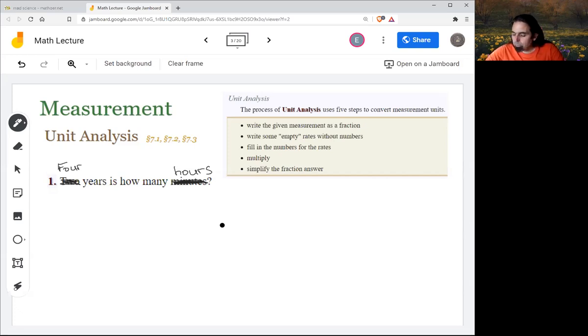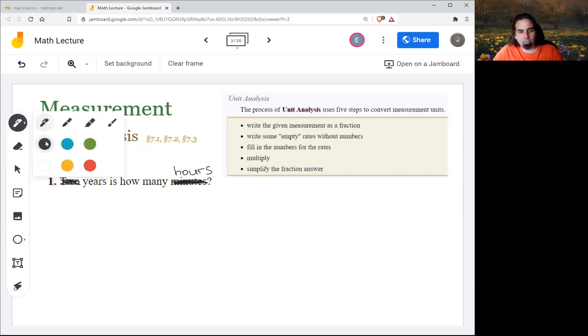But what about when the problem has more than one conversion step? We know how to go from years to months. We know how to go from months to days. We know how to go from years to days. We know how to go from days to hours. But we don't know how to go from years to hours directly. So this is the unit analysis process that helps us do that. And it's a little long, but it's long on purpose because then we don't have to make any decisions. And if we don't have to make any choices, then we can't make the wrong choices.